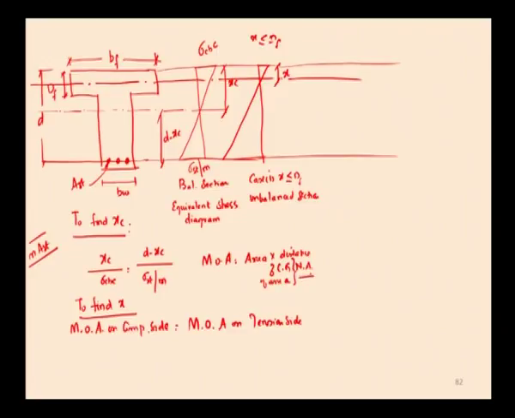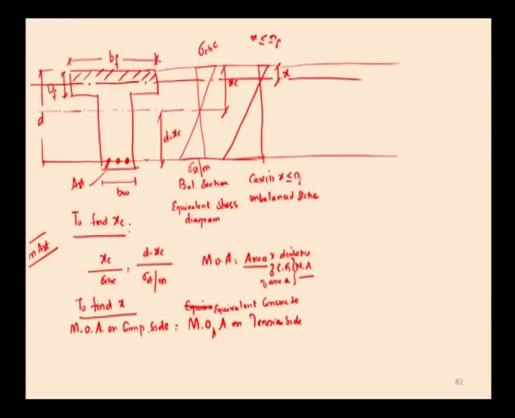So, the moment of area on the compression side is equal to the moment of equivalent concrete area on the tension side, since we have already transferred the area of steel into the equivalent concrete area surrounding the tensile steel. So, we have to equate the moment of area on the compression side to the moment of equivalent concrete area on the tension side.